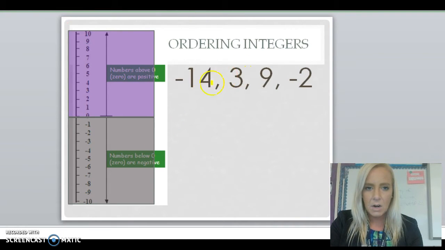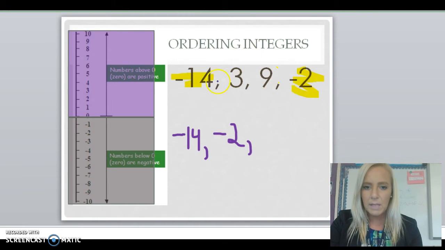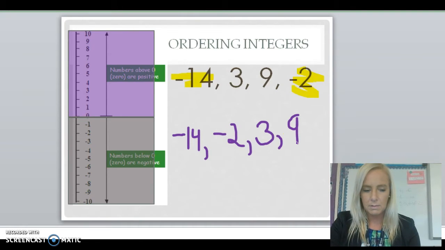On this slide here, I have 2 numbers that are negative. Again, the bigger the digits with negative numbers, the smaller it is. So -14 is actually the smallest out of all of these. Then -2. Now I'm only left with 2 positive numbers, and I know 3 is smaller than 9.